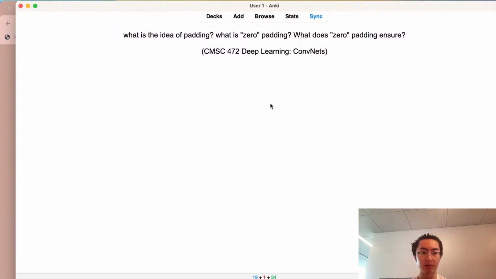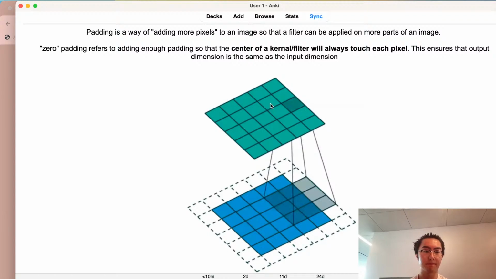What is the idea of padding? What is zero padding? What does zero padding ensure? So the idea of padding refers to just adding more blocks around the input of a convolutional filter. What does zero padding mean? That means adding enough padding so that the input to a convolutional layer is the exact same size as its output, the feature map. Center of the kernel, the filter will touch. Okay.